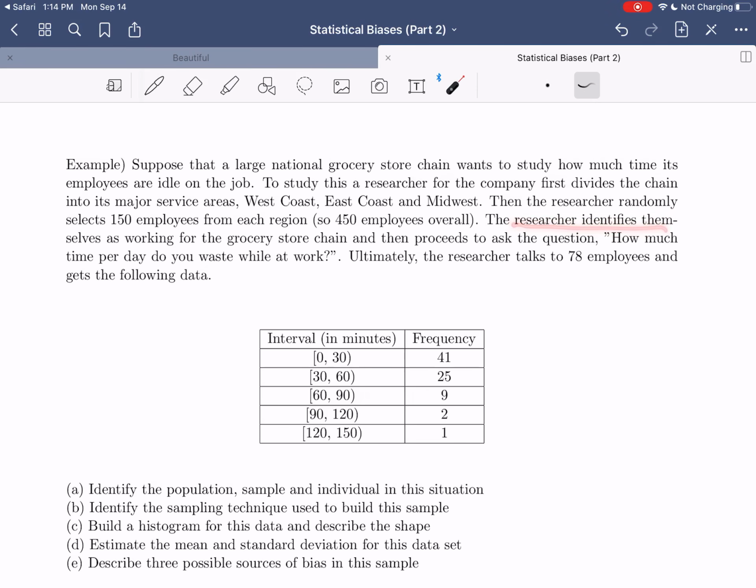The researcher identifies themselves as working for the grocery store chain and then proceeds to ask the question, how much time per day do you waste while at work? So ultimately, the researcher talks to 78 employees and gets the following data.